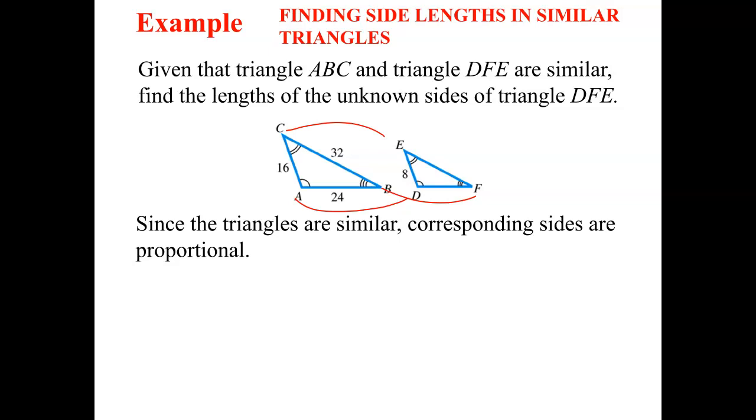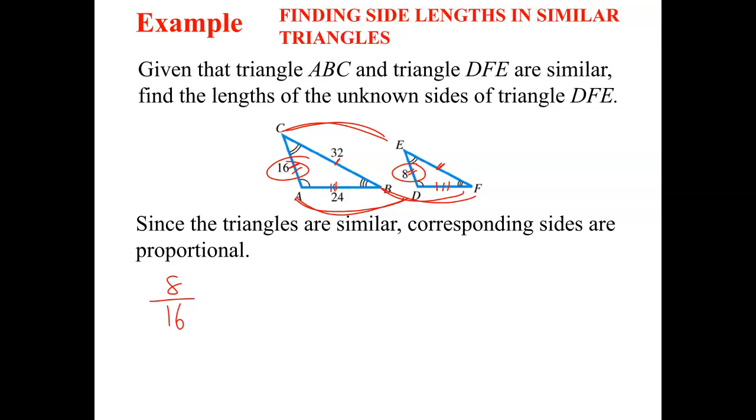Since C and E are congruent, and A and D, and B and F, the corresponding sides will be proportional. So 32 is going to be proportional to whatever this side EF is. 16 will be proportional to side 8, and 24 will be proportional to side DF. So we're going to set up a proportional relationship. I know those two corresponding sides, so I'm going to be using that ratio to start.